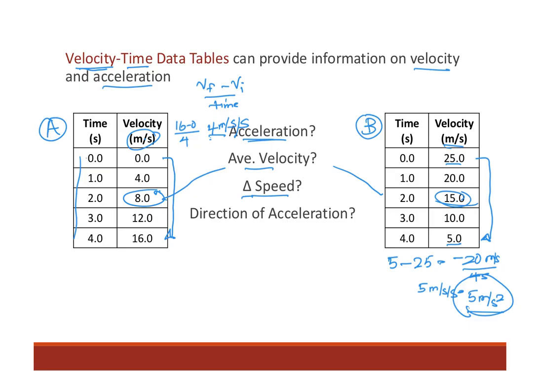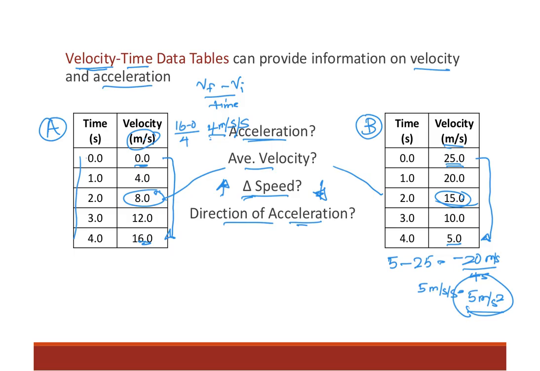How about our speed? How is it changing? Again, delta means change. We've already talked about how our velocity going from 0 to 16 says that it is speeding up for table A, and going from a velocity of 25 meters per second down to 5 tells us that the object in table B is slowing down. And then the direction of acceleration, because acceleration, remember, doesn't just mean stepping on the gas like in your car, but acceleration in physics means a change in velocity.